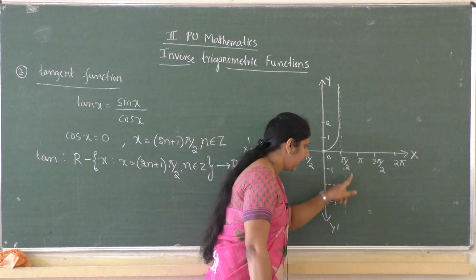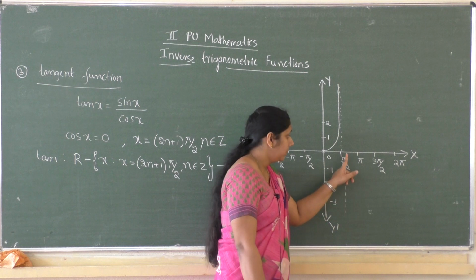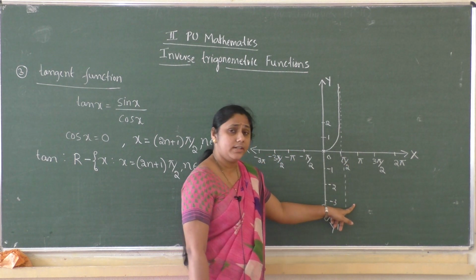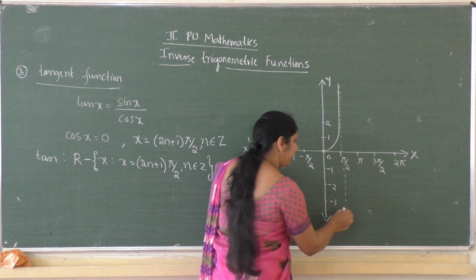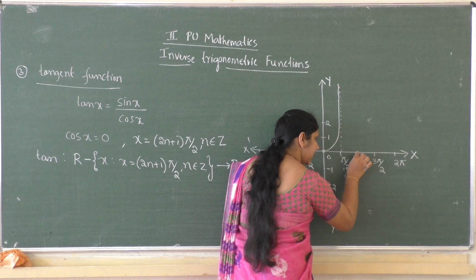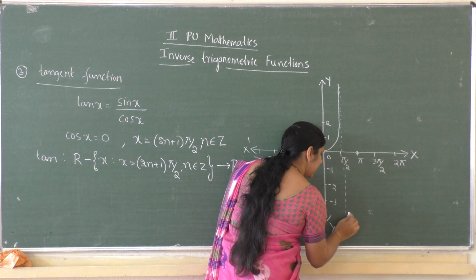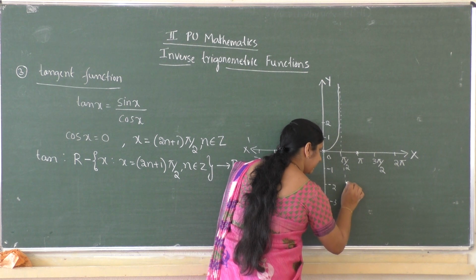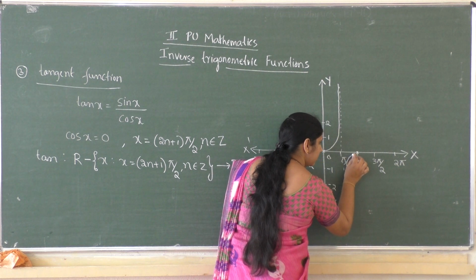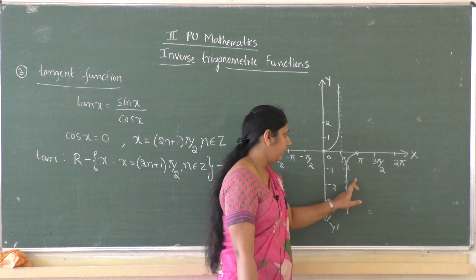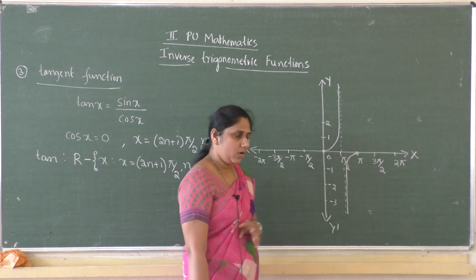Now from pi by 2 to pi, it is in the second quadrant. In the second quadrant tan is negative, so it starts from minus infinity, whereas tan pi is 0. So the graph gradually increases from minus infinity and moves on to 0 at the value pi. This is the graph of the tan function in the second quadrant.